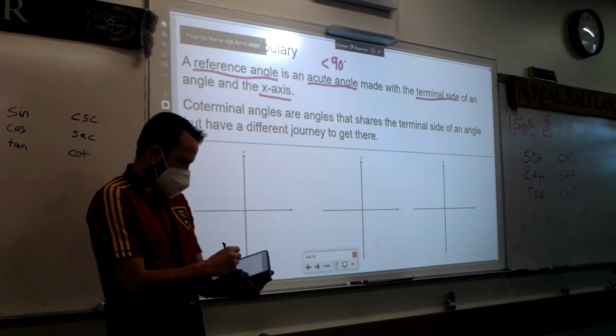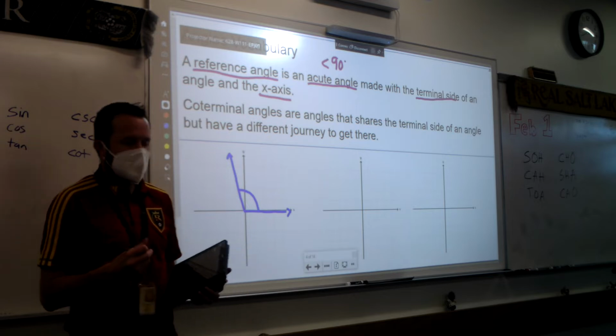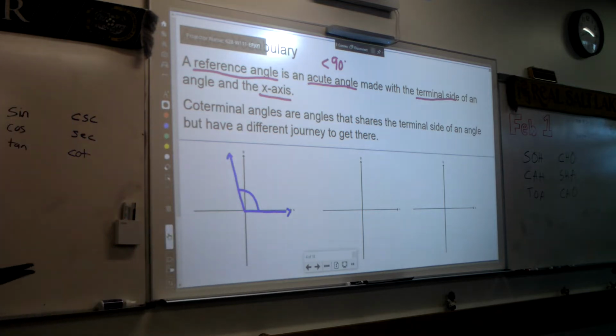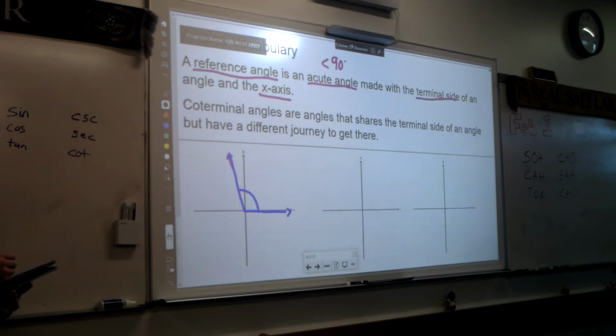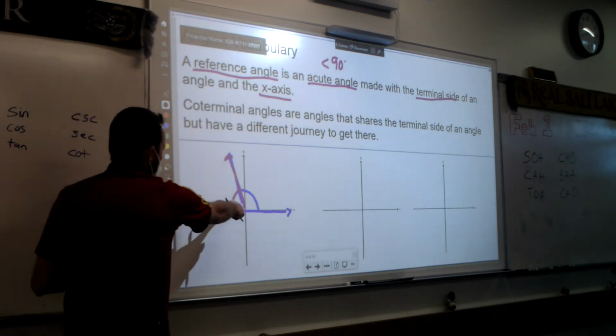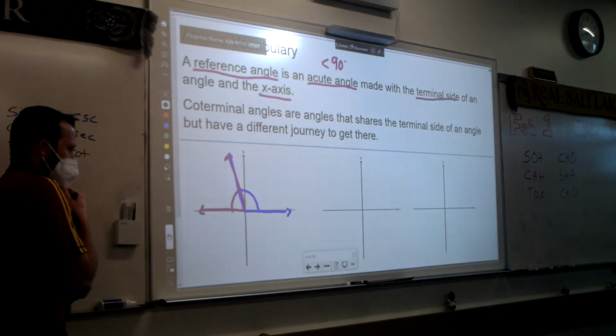So let me give you an example. Let's say I want to draw an angle here, and it's that angle. If I'm going to refer to that angle's reference angle, I'm going to highlight the terminal side and the x-axis. And I can see that that purple angle will be its reference angle because it's an acute angle, it's less than 90 degrees, and it's formed with the terminal side and the x-axis.